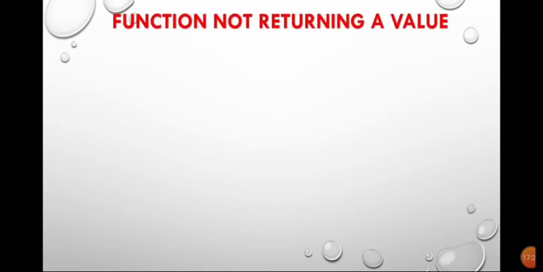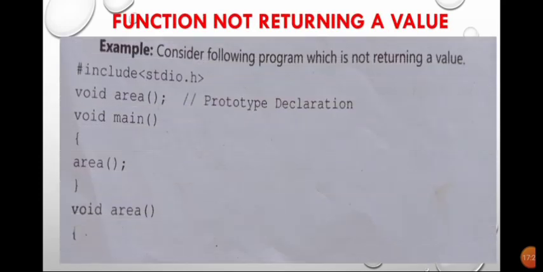Next, move towards function not returning a value. For this I am going to take once again a next program. I think you are familiar with these statements. Include stdio.h, standard input output header file. This is void area, prototype declaration. Area is declared here, void main. In the main program you have to write this. This is void area. Now this is what?